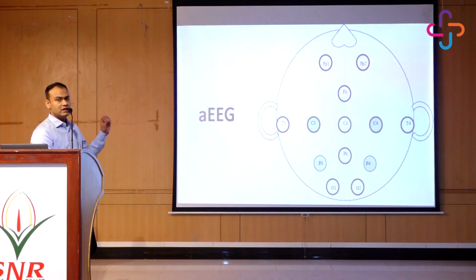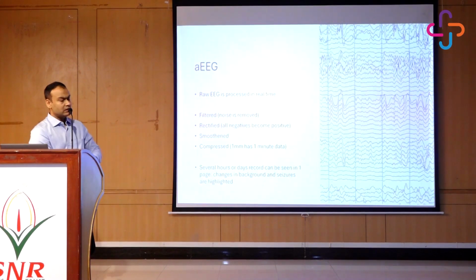So we take EEG data from these leads, and this is the raw EEG data. This EEG has a number of waves which go up and down. The amplitude-integrated EEG will remove the outliers. The highest and lowest amplitudes are removed. They are all rectified, which means any negative wave becomes positive. They are smoothed for any other artifacts, and then the main thing is that it is compressed.